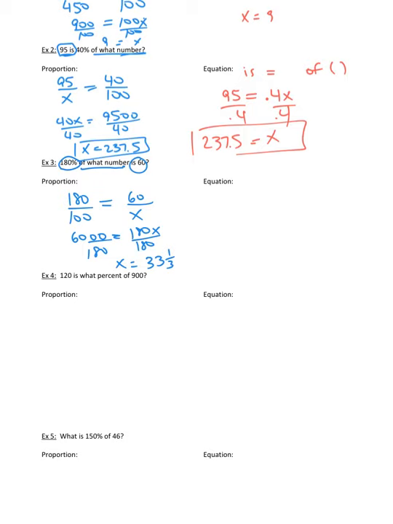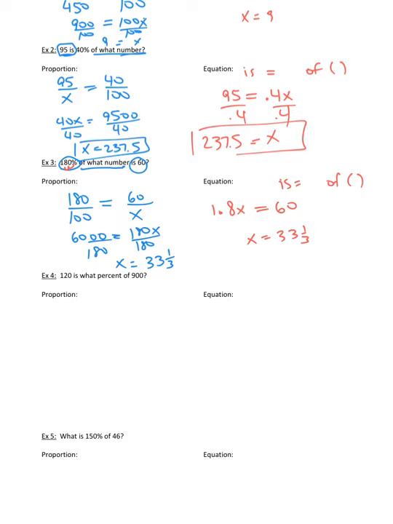As an equation, remember, is is your equal sign, of is multiplication. So 180% as a decimal is 1.8, because I'm moving the decimal back 2 places always. Of what number times x, I don't need the parentheses because it's just x, so I'm going to erase my parentheses here, is 60. So to solve this equation, divide both sides by 1.8. 60 divided by 1.8 is going to give you, again, 33 1/3.